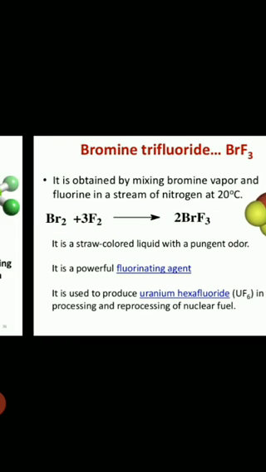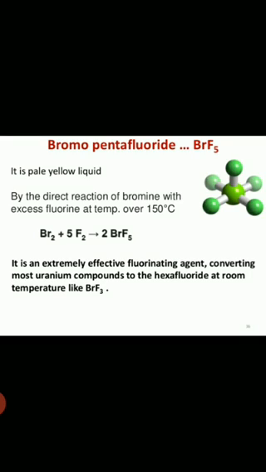Next, students, is bromine pentafluoride, BrF5. It is a pale yellow liquid, obtained by the direct reaction of bromine with excess fluorine at a temperature over 150 degrees Celsius. It is an extremely effective fluorinating agent, converting most uranium compounds to hexafluoride at room temperature, like BrF3. Here Br is bigger in size and less electronegative than fluorine, and the 5 fluorine atoms are surrounding the Br atom.